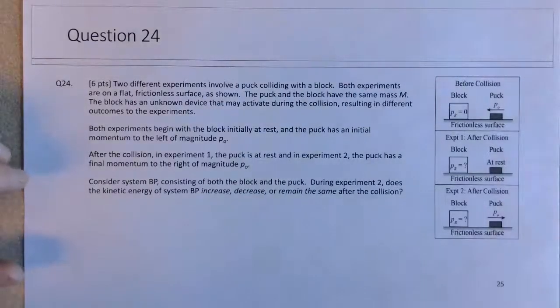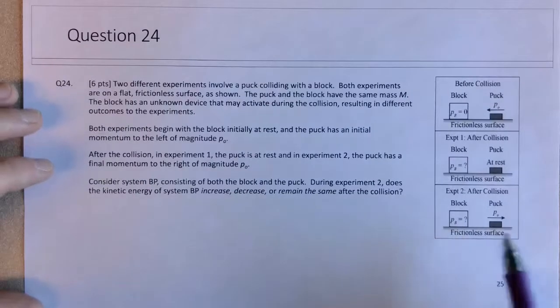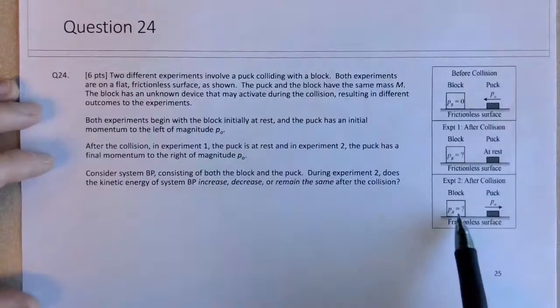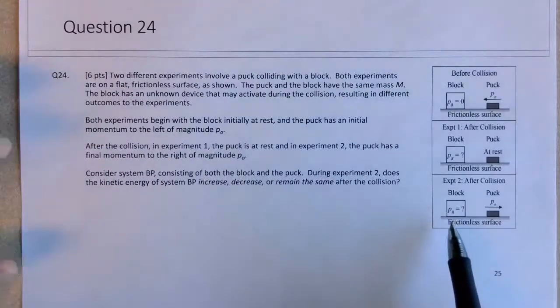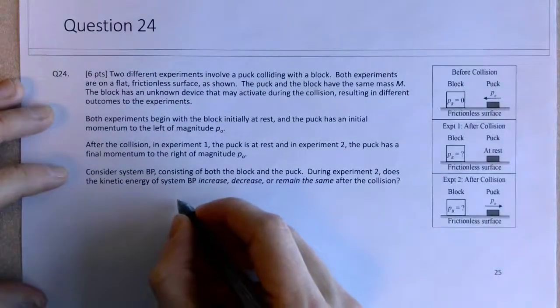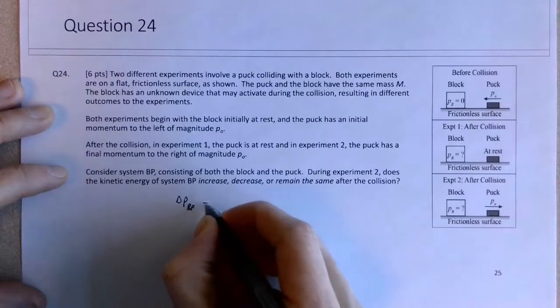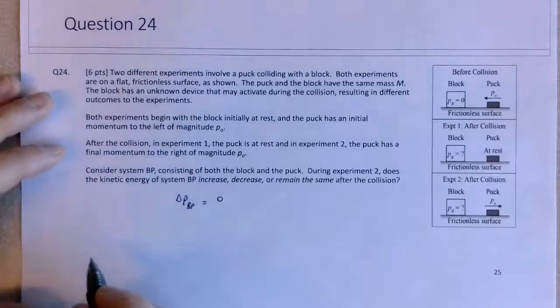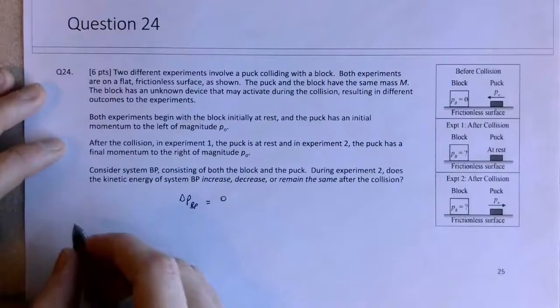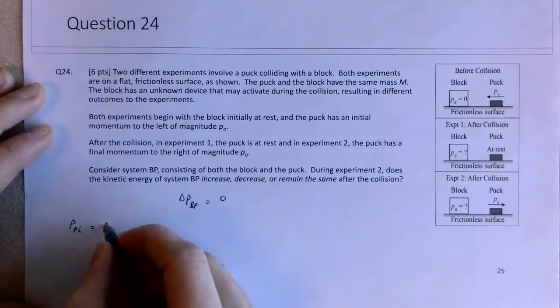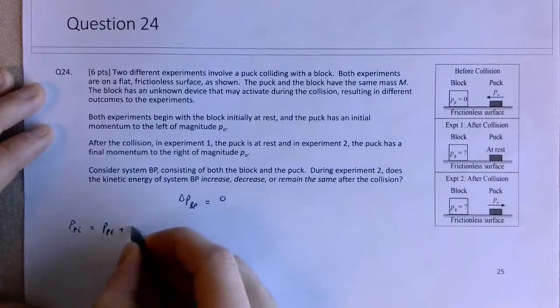So if we were to do a momentum analysis first to figure out what happened, what is the final speed of block P? If you look back at question 23, it should be twice, but let's go ahead and prove that. The delta P of the block-puck system is 0. So I'll state that the momentum of the puck initial equals the momentum of the puck final plus the momentum of the block final.